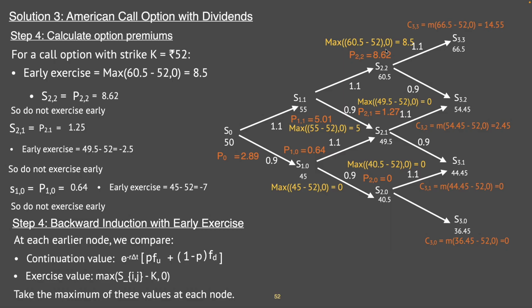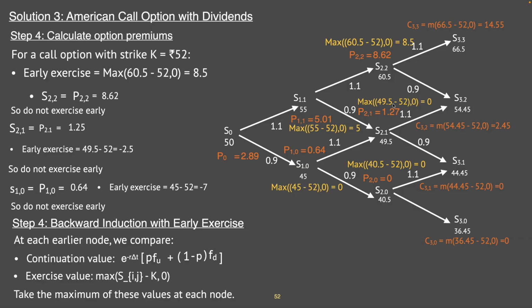So we will not exercise early, because exercising early will give you only 8.5 rupees, whereas if you hold the option, it will give you 8.62. So if we are considering these two, we will wait for the option to expire till its time value of 1 year. Now coming to this node, S21 node.